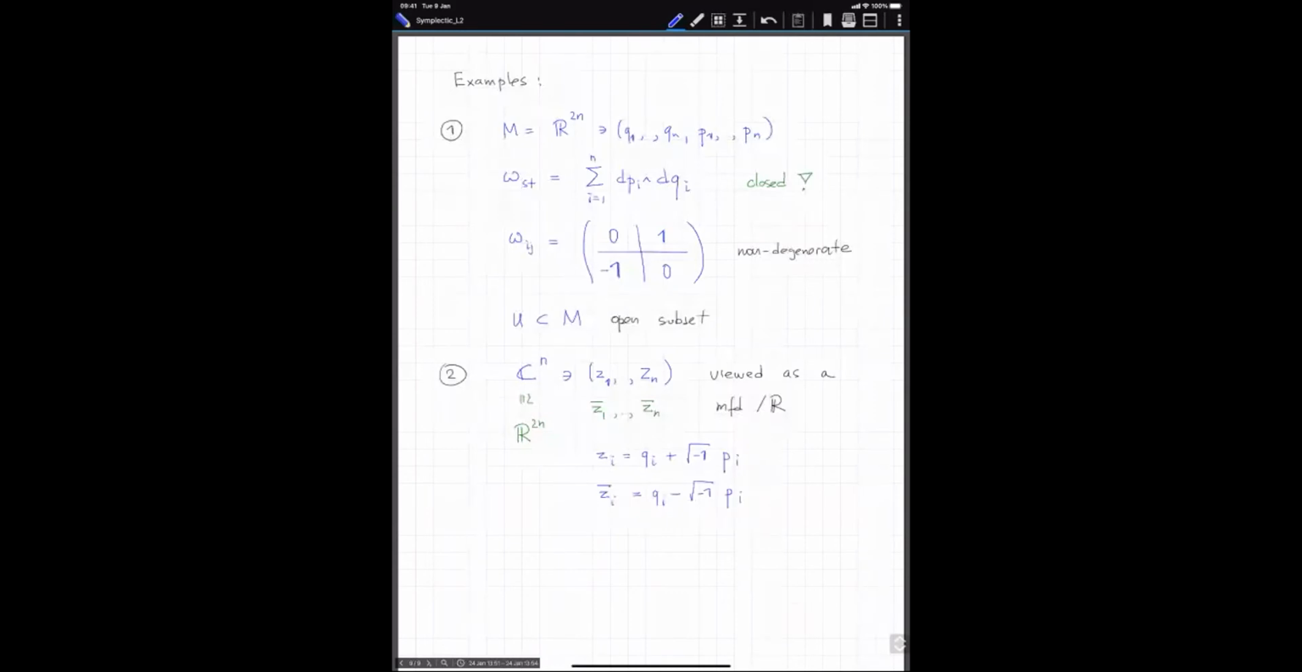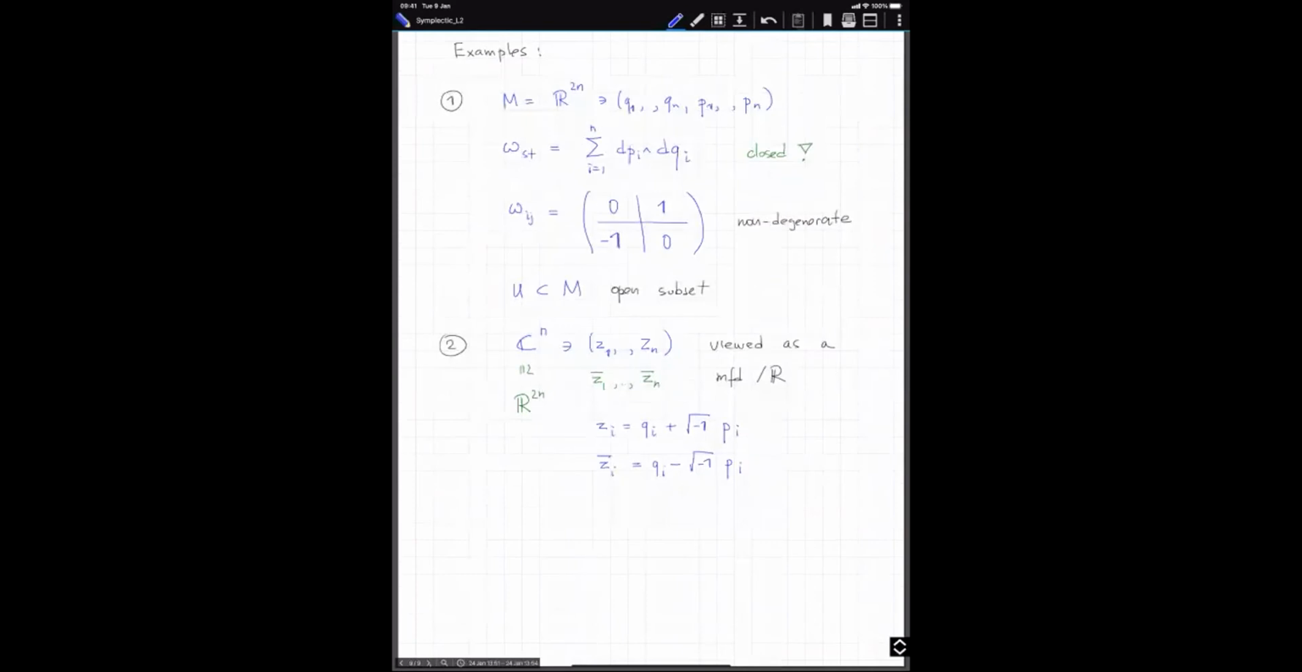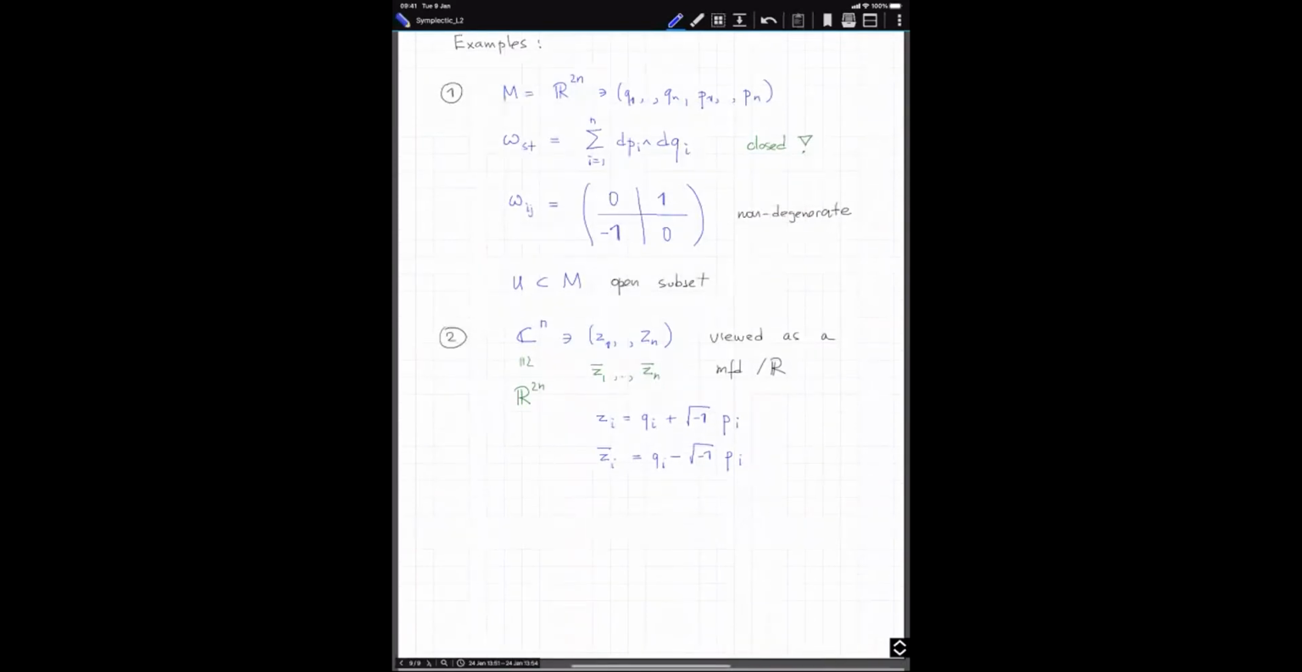Excuse me, I never understood this, and maybe you can explain how we can call this Z1 and Z1 bar coordinates when they're not independent things. Because if we have Pi and Qi, we can set arbitrary numbers, and if we fix Z1, then Z1 bar is already given to us.